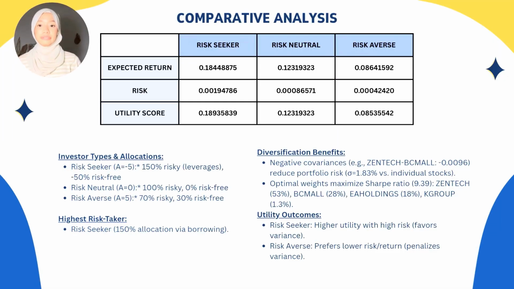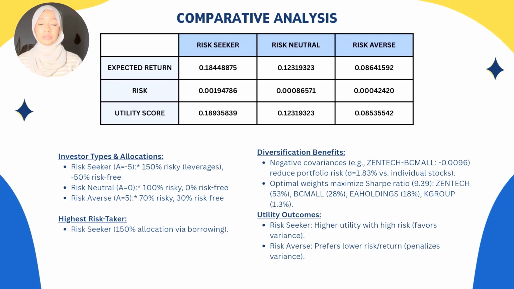To summarize all three investor types, we can see that their portfolio allocations and utilities are based on their risk preference. The risk seeker is the most aggressive one, with 150% in risky assets by borrowing money to invest even more. They get the highest utility despite the biggest risks that they took. Next, the risk-neutral investor invests 100% in risky assets, focusing only on return. Hence, their utility equals the return. Finally, the risk-averse investor chooses a safer path with 70% in risky assets and 30% in risk-free assets, resulting in a more balanced and stable utility.